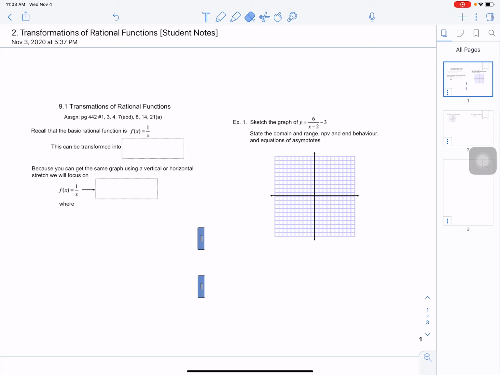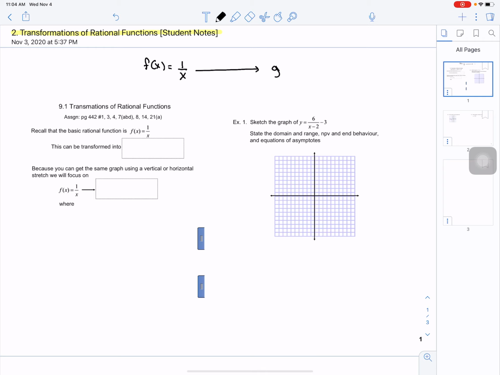So we're going to continue where we left off yesterday, and today we're going to focus on transformations of rational functions. With transformations, we start with our basic rational function, 1 over x, and then this function becomes transformed by putting all of our transformations in it.